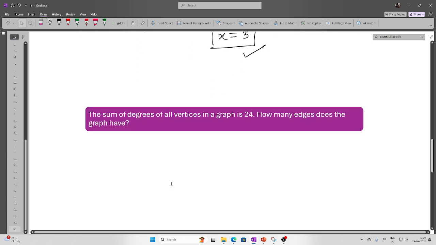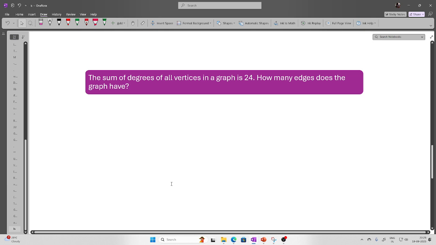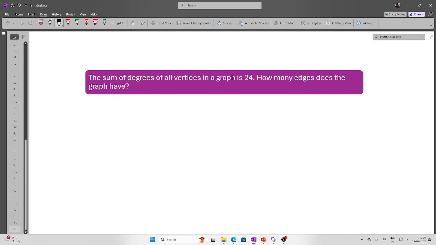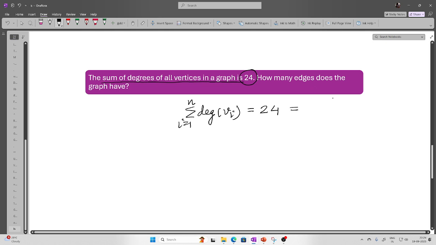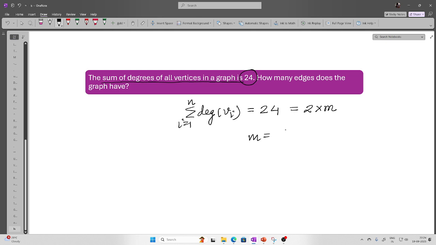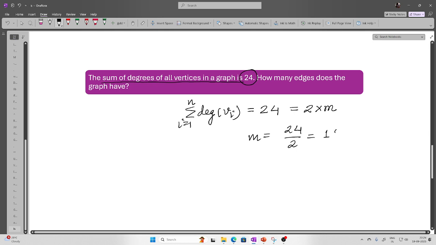Now try to solve this problem. What does this particular problem say? It says that the sum of the degrees of all the vertices in a graph is 24. This is sigma degree of vi, i from 1 to n, given to us as 24. How many edges does the graph have? We know that the sum of the degrees will always be equal to twice the number of edges. So m will come out as 24 by 2, that is 12.